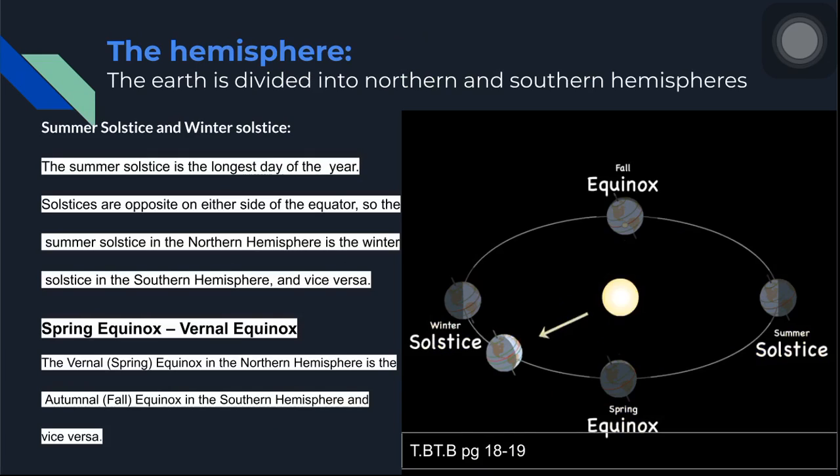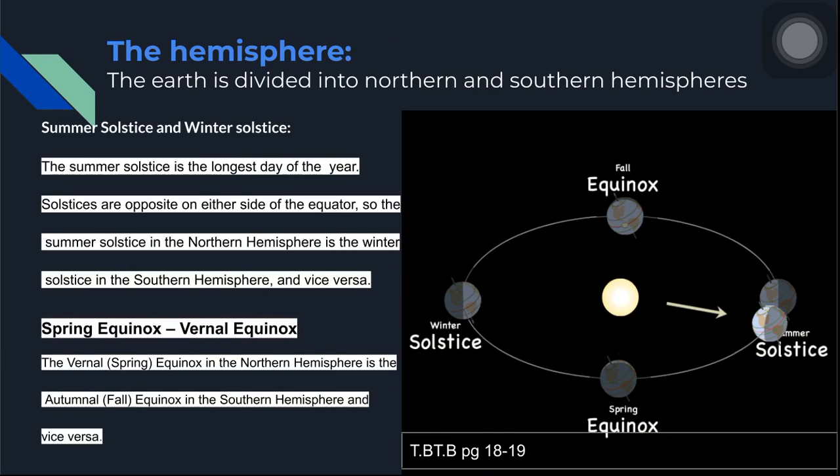Earth's axis is not straight up and down. It is tilted at an angle of 23.5 degrees. The tilted axis points in the same direction throughout Earth's orbit. According to this, the Earth is divided into two hemispheres, the northern and southern hemisphere.